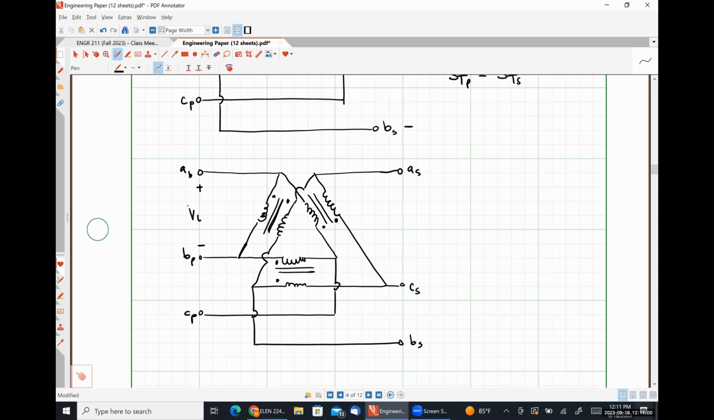VL primary, VL secondary, IL primary, IL secondary. All of the relationships are the same. Let me know when I can draw the last one.